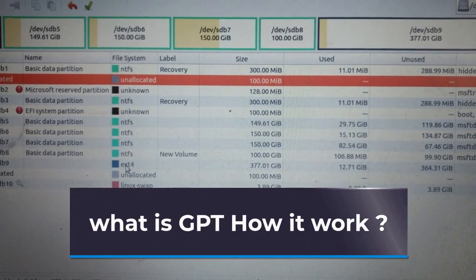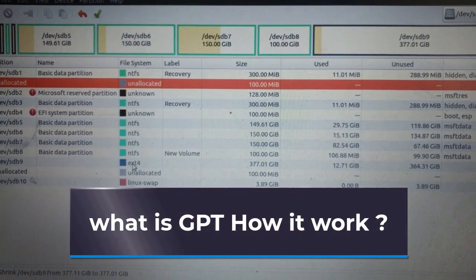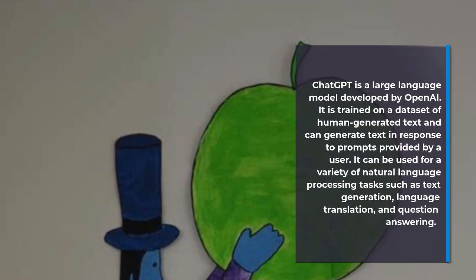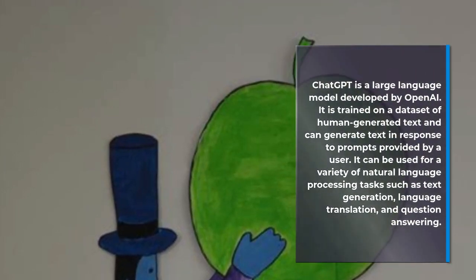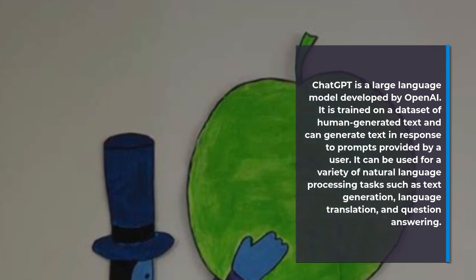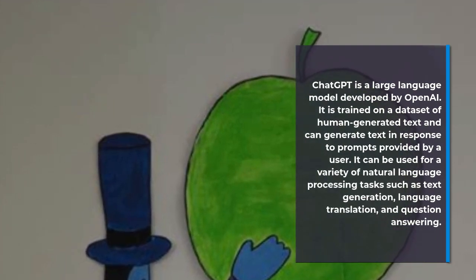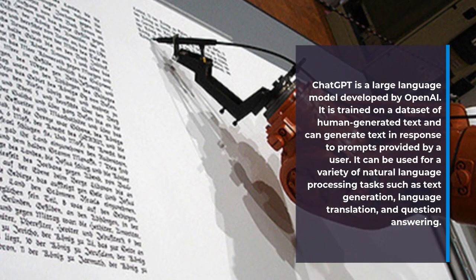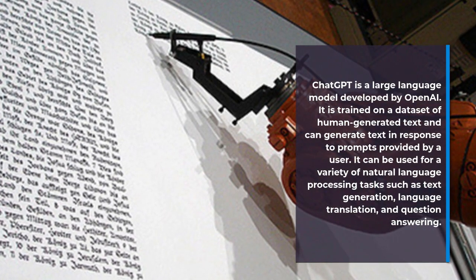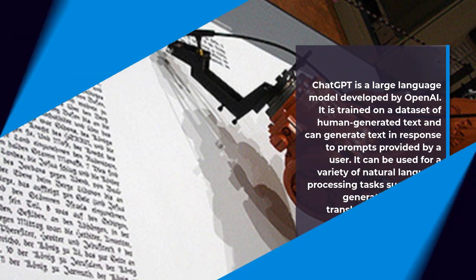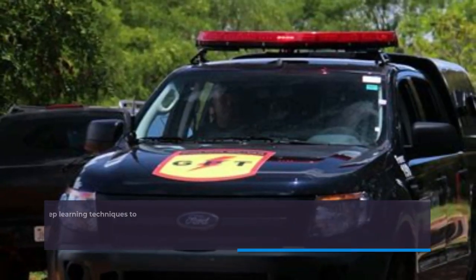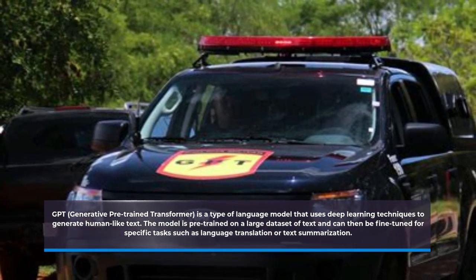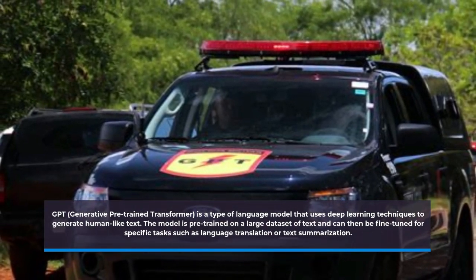ChatGPT is a large language model developed by OpenAI. It is trained on a dataset of human-generated text and can generate text in response to prompts provided by a user. It can be used for a variety of natural language processing tasks such as text generation, language translation, and question answering.